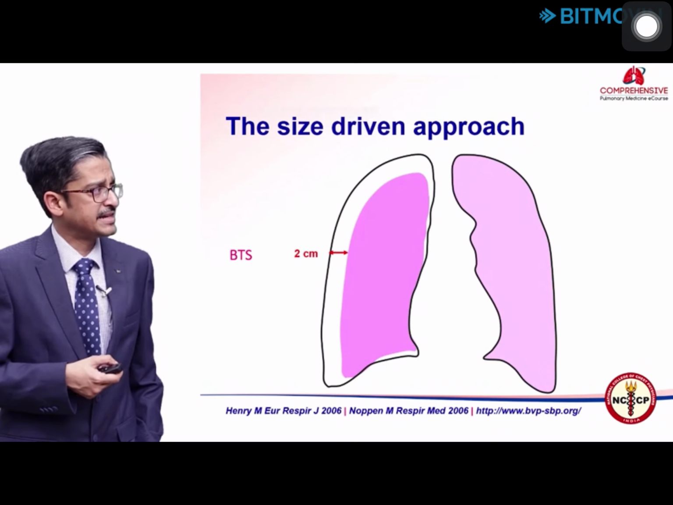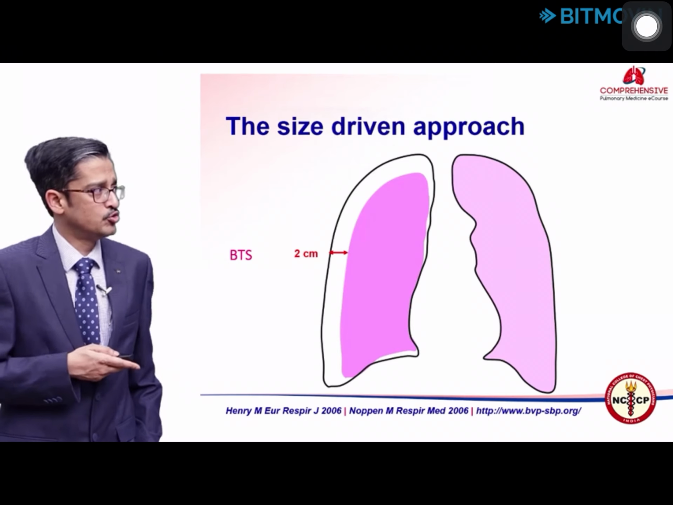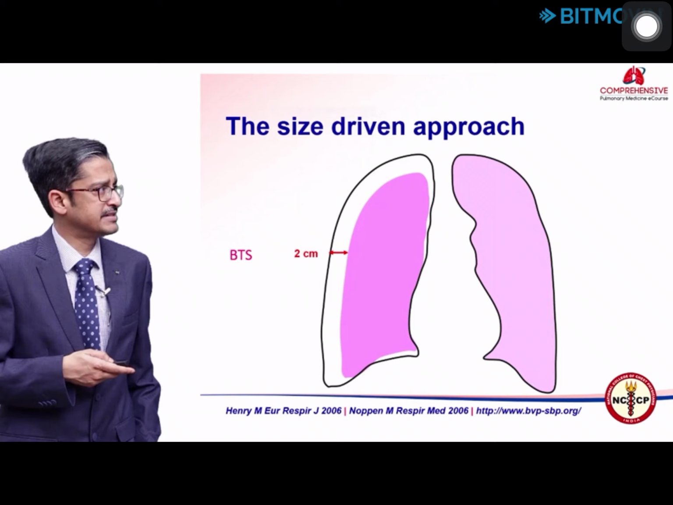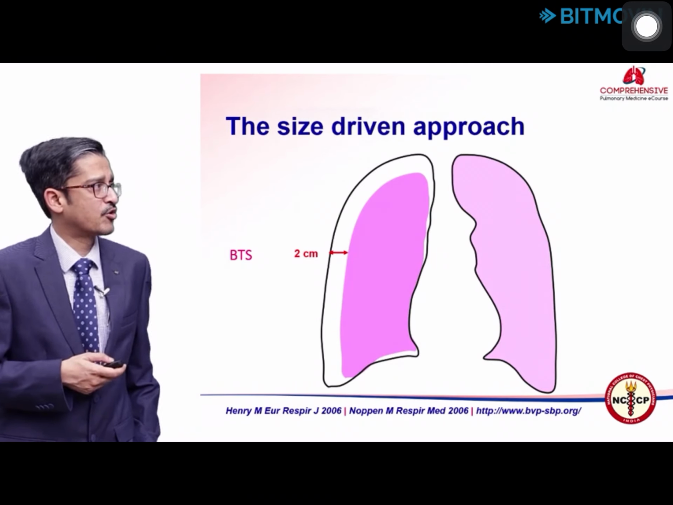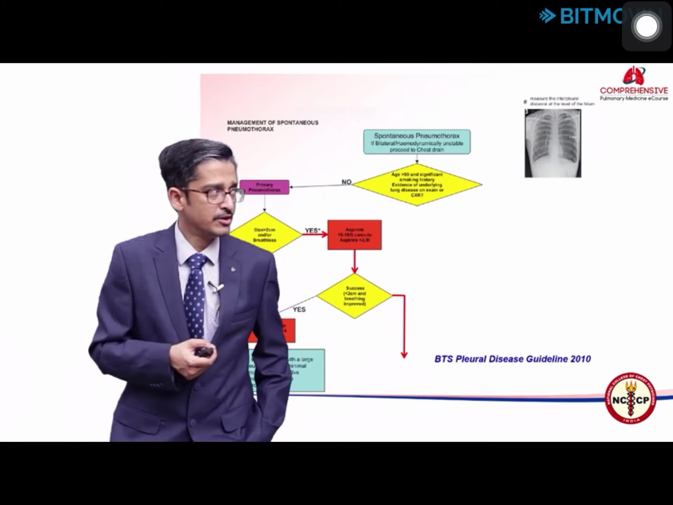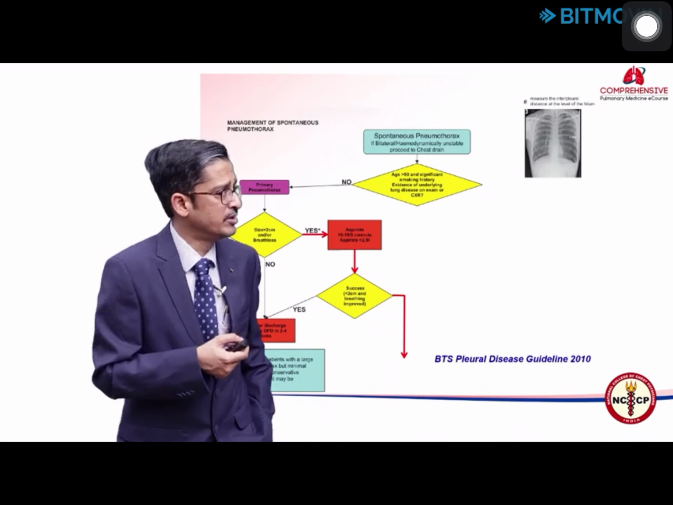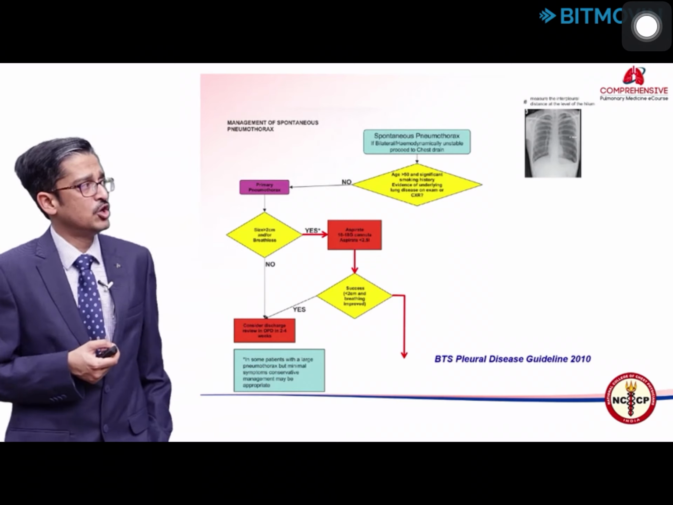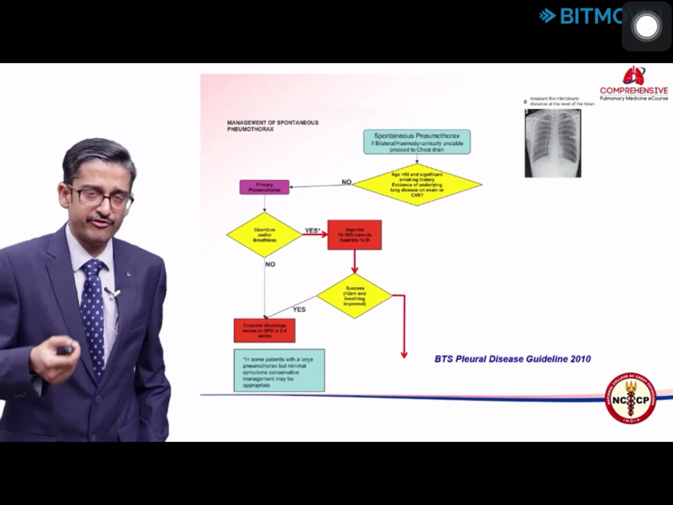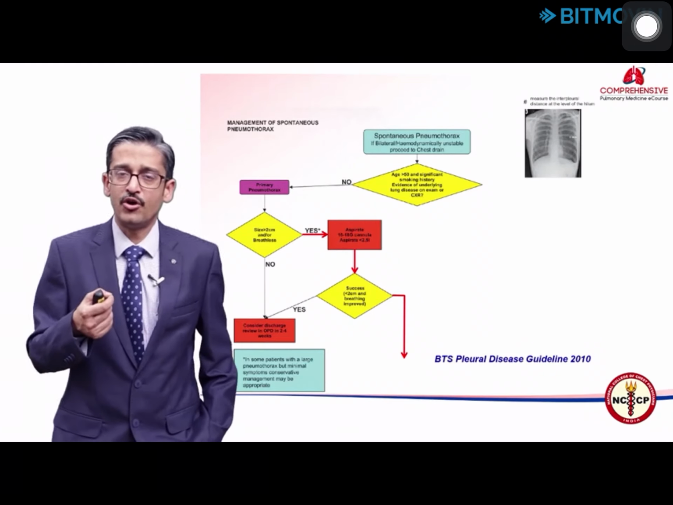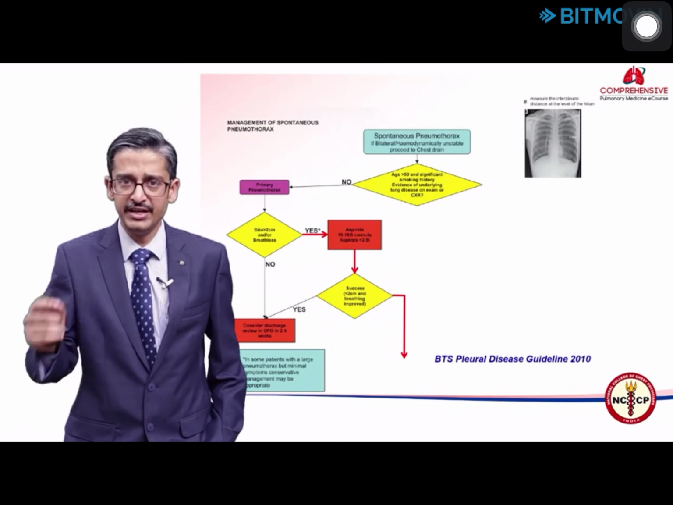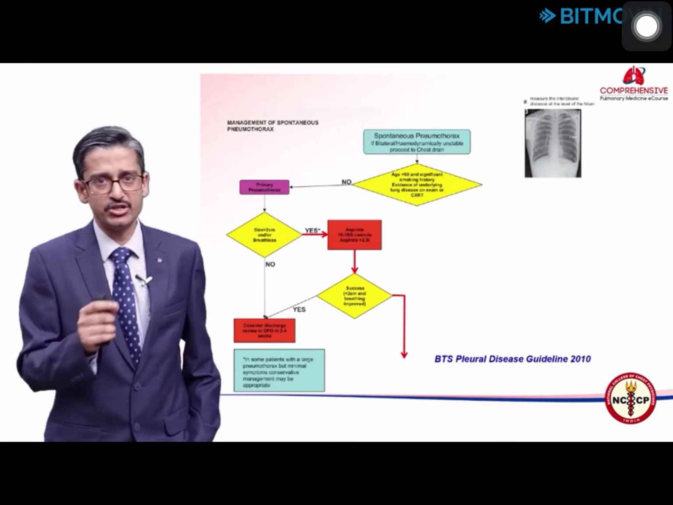So that's how the BTS looks at it. You can see that at its maximum diameter, you do a perpendicular onto the chest wall, and if it's 2 centimeters or greater, then intervention is required. So I find this algorithm simple, which is why I'm showing it to you. This is the BTS Pleural Disease Guideline of 2010, which talks about the management of spontaneous pneumothorax. If the patient has bilateral pneumothorax, or if the patient has any evidence of hemodynamic compromise, then drainage is the only answer. So you proceed and put a chest drain in.